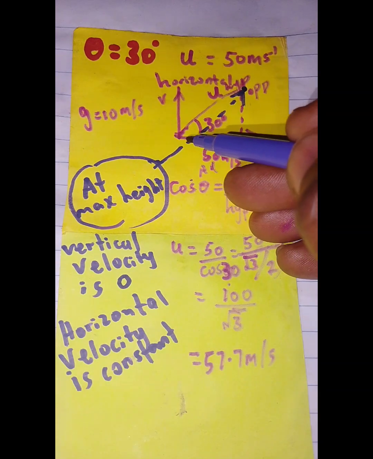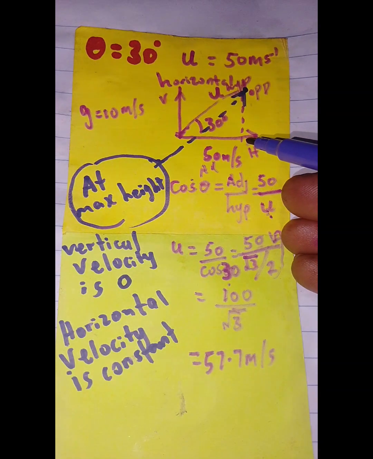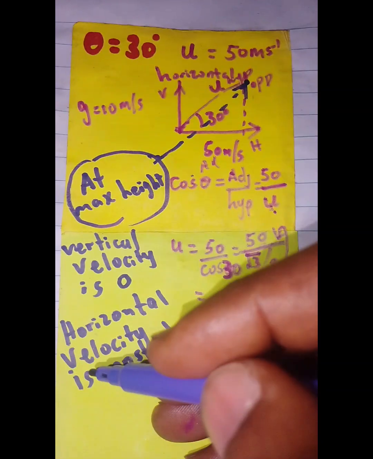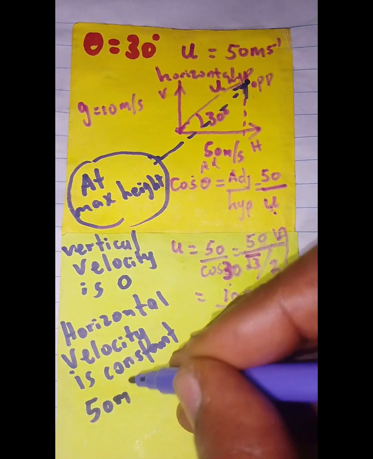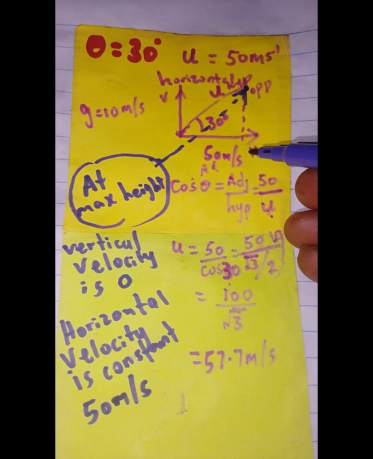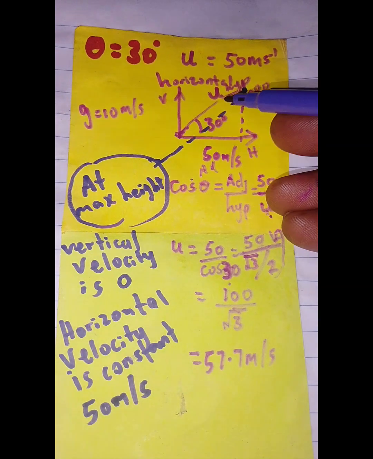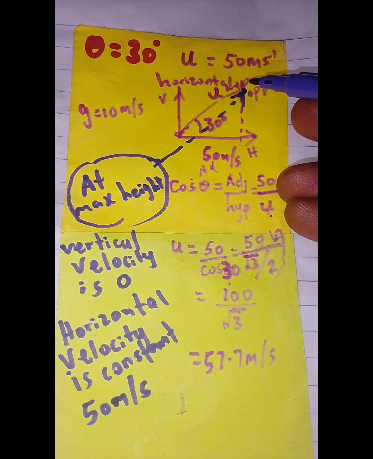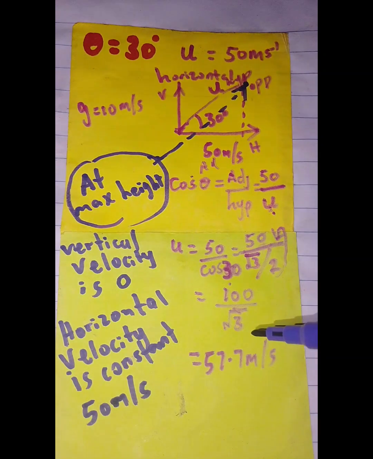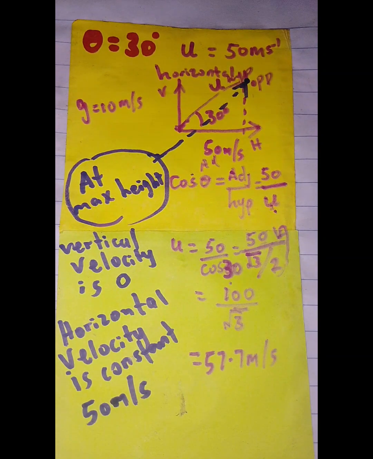At maximum height, the horizontal component is maintained. It's still 50 meters per second. It's still maintained. But the main part, the speed it follows, is where we got 57.7 meters per second. You got it?